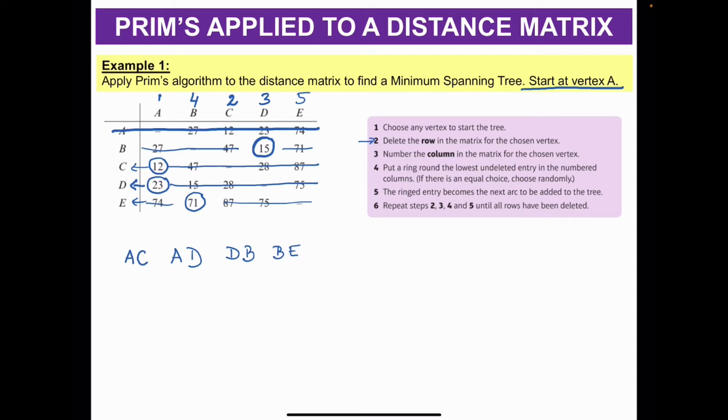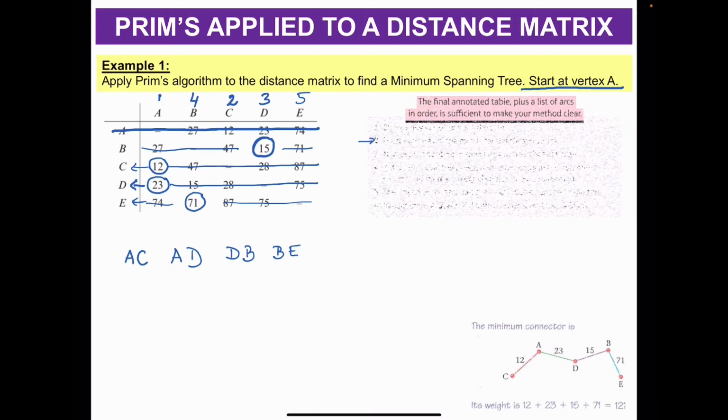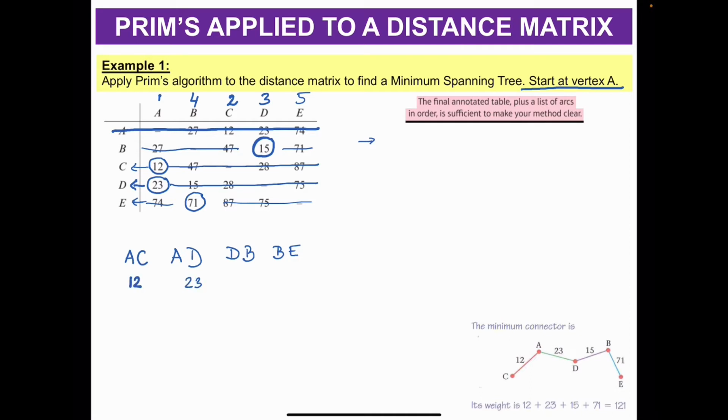So the order of the arcs is AC is the first one, then AD, DB, and BE. If you want, you can sketch the minimum connector or minimum spanning tree, and then we can also count the weight, because AC was 12, AD was 23, DB was 15, and BE was 71, so the minimum weight is 121.